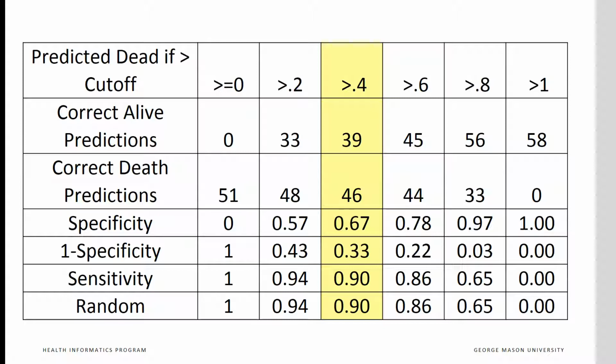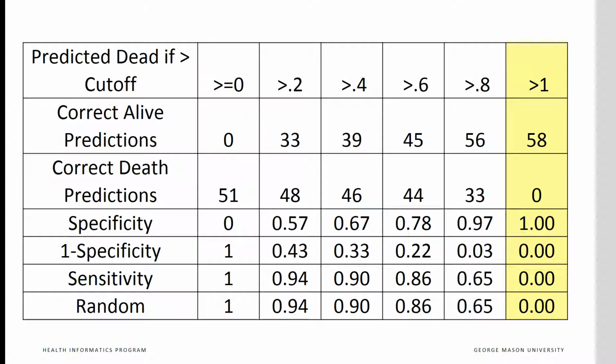For any index, the sensitivity and the specificity of the index depends on the cutoff point at which we predict the patient will live or die. The column in yellow shows the calculation at the cutoff point 4. We could also calculate sensitivity and specificity at different cutoff levels. Different cutoff points produce different levels of sensitivity and specificity.